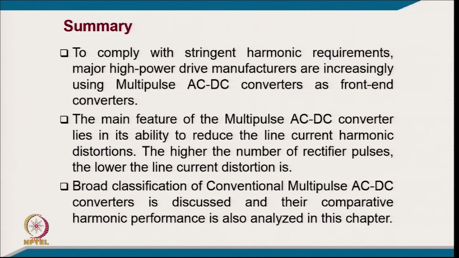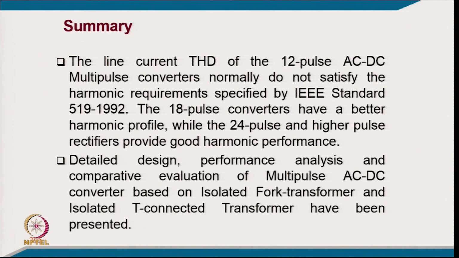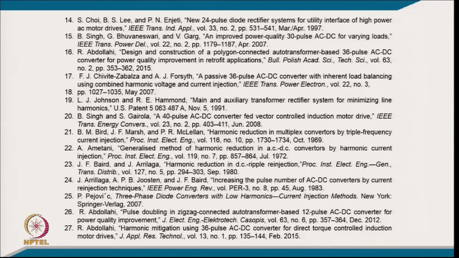A broad classification of conventional multipulse converters is discussed, and their comparative harmonic performance is also analyzed in this topic. The line current THD of the 12 pulse converter normally does not satisfy the harmonic requirement specified by the IEEE 519 standard. So 18 pulse converters have better harmonics, while 24 pulse and higher numbers of pulses provide a good harmonic profile. Detailed design, performance analysis and comparative evaluation of multipulse AC/DC converters based on isolated fork connection and T connection transformers have been presented, and these are the references.